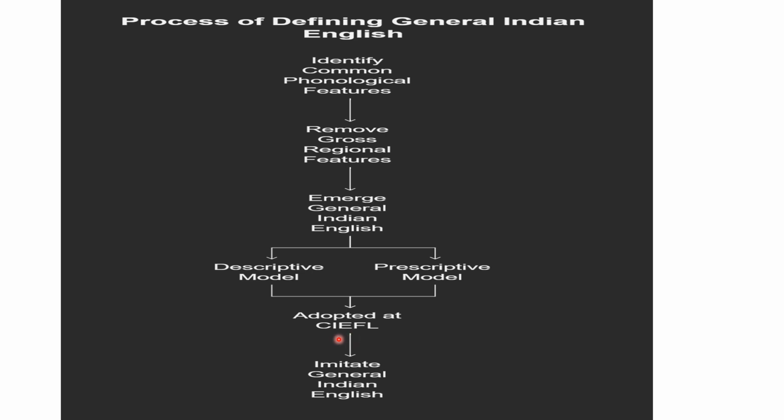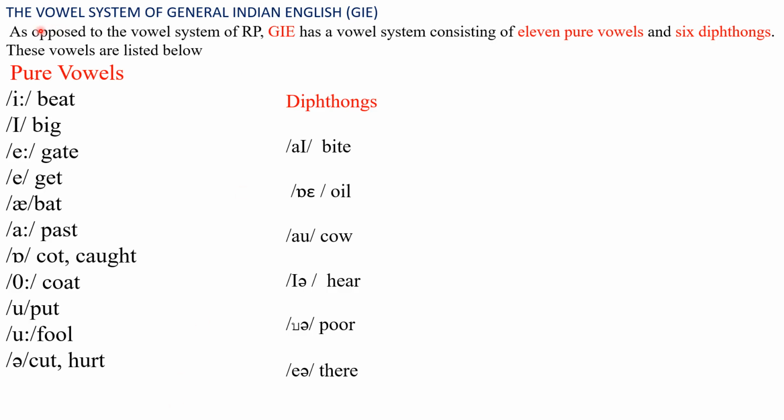So the scholars there have analyzed the English speech of several educated Indians, and the concept of General Indian English emerged from such analysis. So by General Indian English, GIE, it is meant a certain variety of English spoken by educated Indians. Now, the vowel system of General Indian English, GIE.